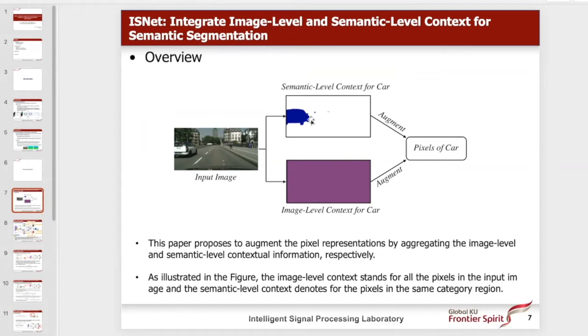The semantic level means we just consider the pixels which belong to one category. For example, in this input, we know that this region is a car. And the semantic level context means we just consider the contextual information in this area. However, in the image level context, we consider the contextual information in the whole image.